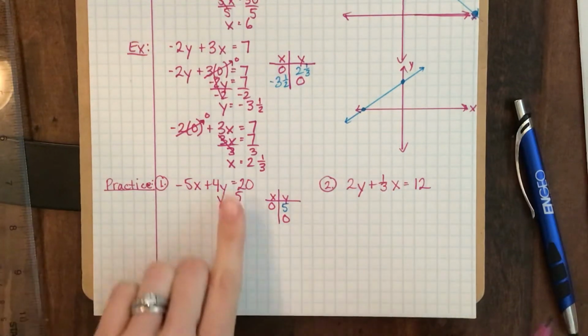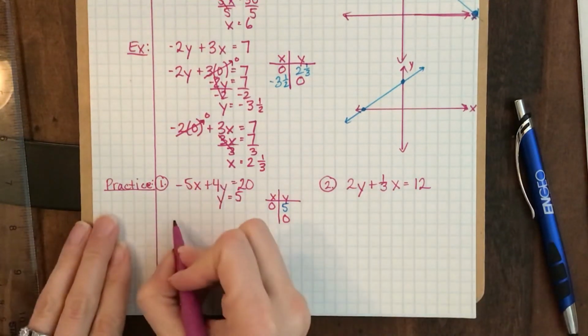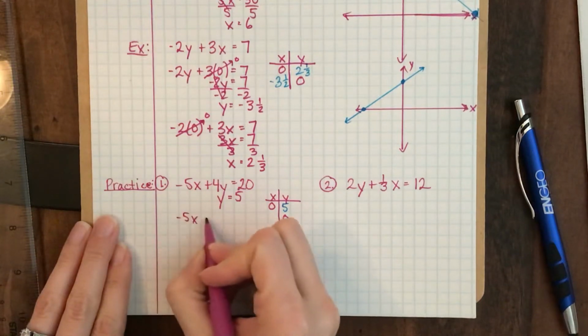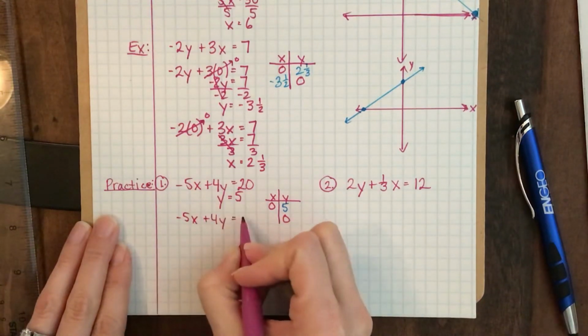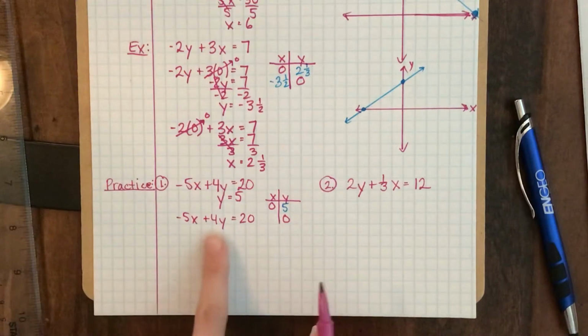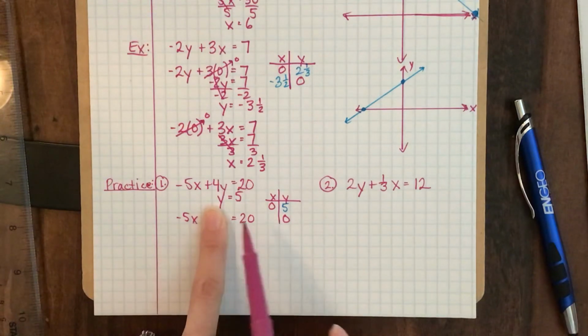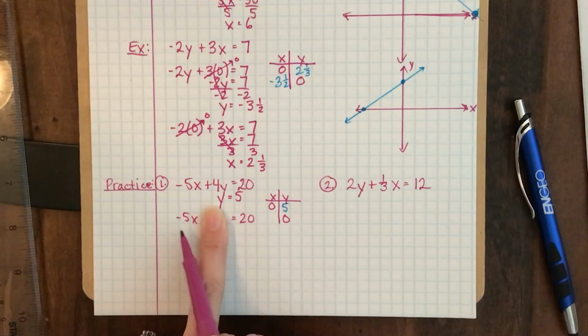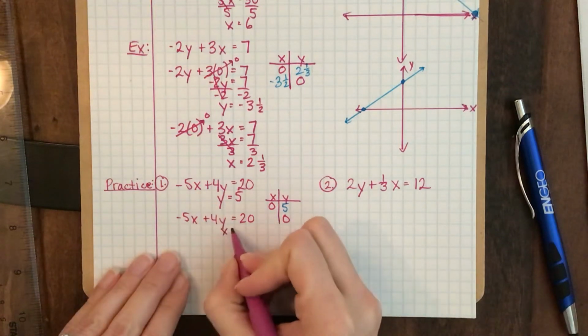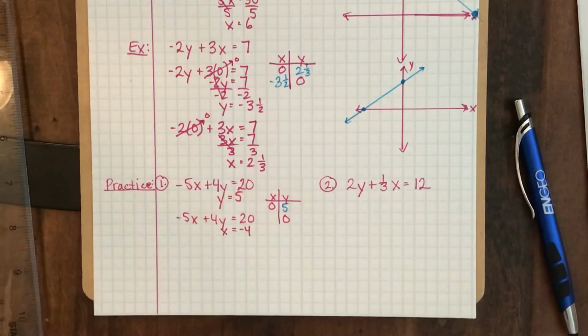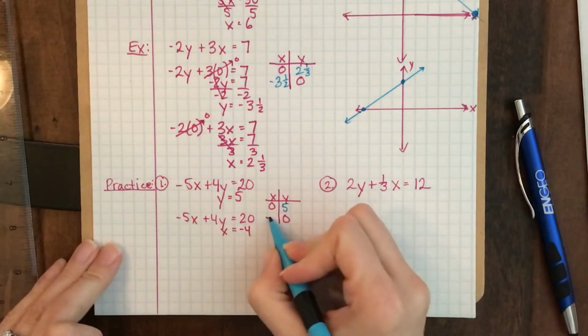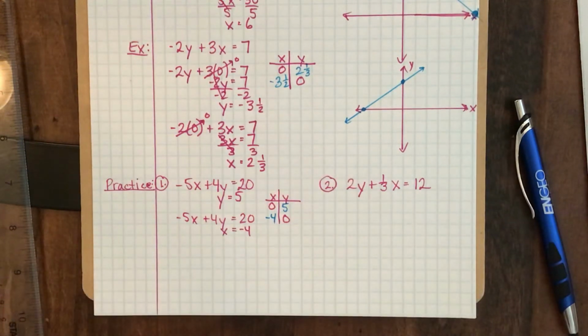Okay, same thing. Let me rewrite this. If I plug in 0 for y, this whole term is going to be 0 because 4 times 0 is 0. So what I'm left with is negative 5x equals 20. If I divide both sides by negative 5, I get that x is equal to negative 4. So you can save yourself some time on this. You don't have to show every single step.